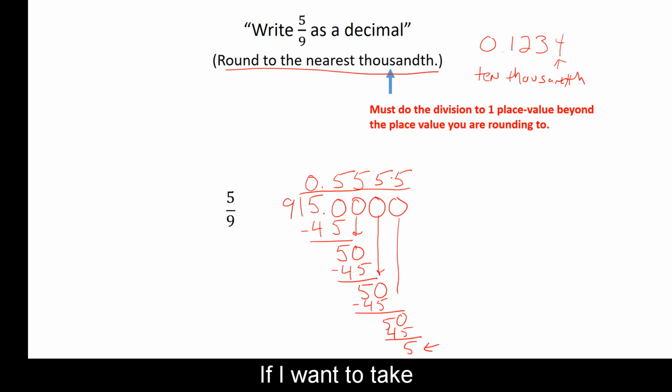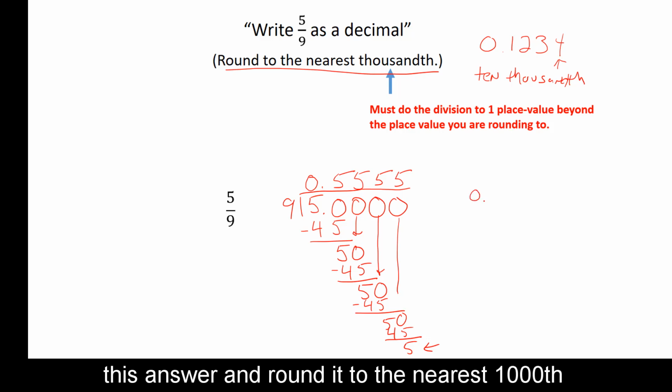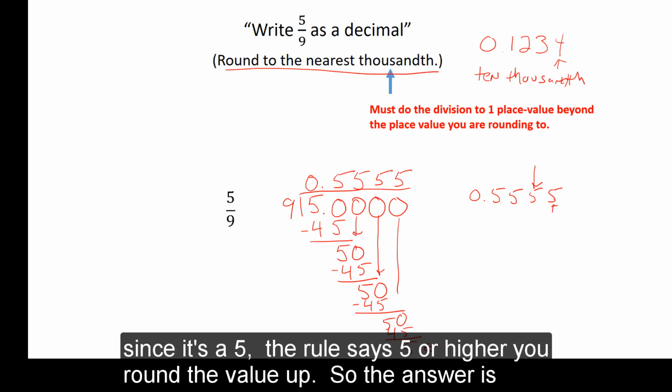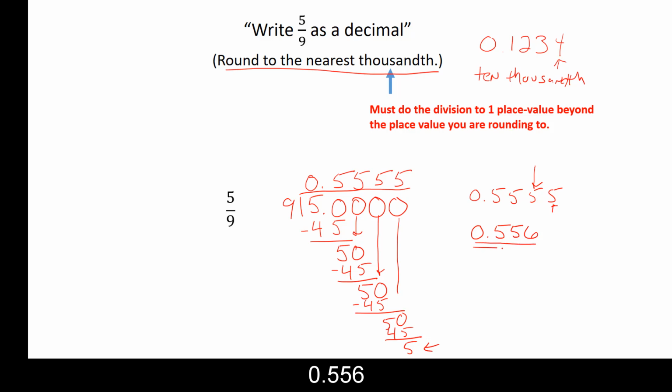Okay, so notice my answer. If I want to take this answer and round it to the nearest thousandth, you got to remember the rules. This is the thousandth place, which means you got to evaluate the number to the right. Since it's a 5, the rule is if it's 5 or higher, you round up the place value you're rounding to. So the correct answer for this problem will be 0.556.